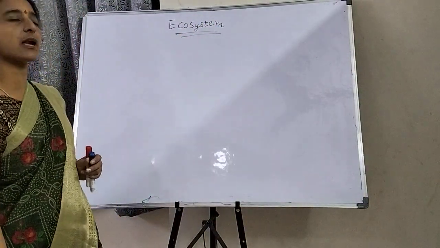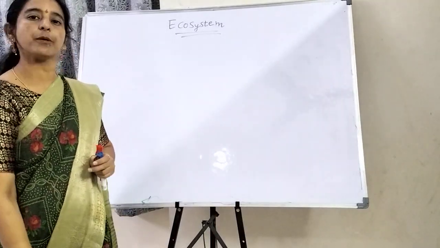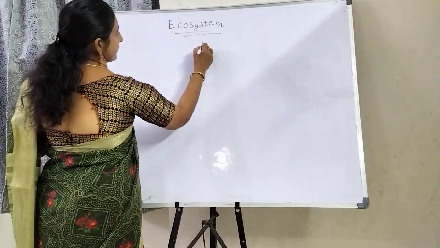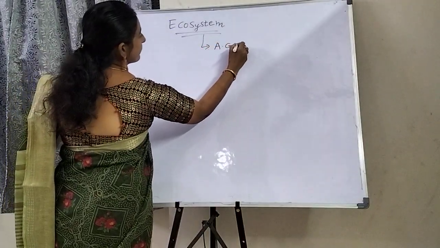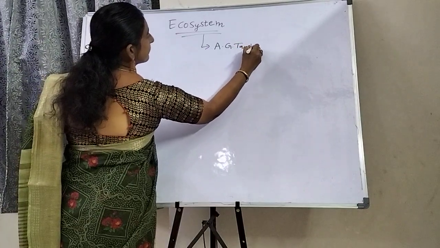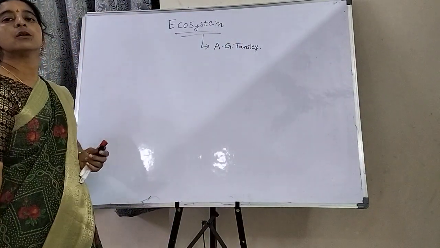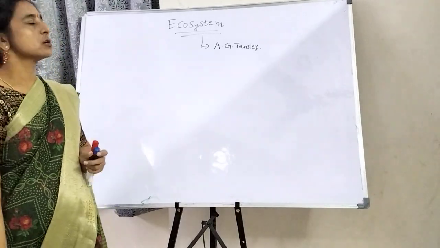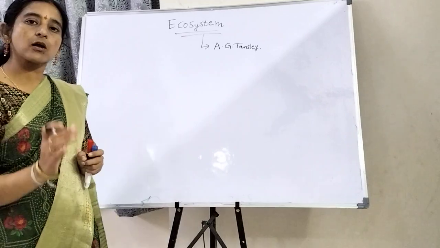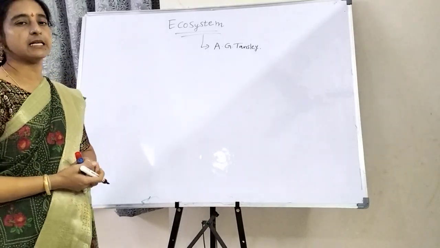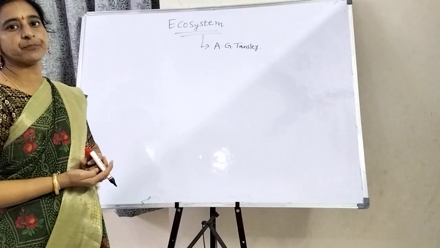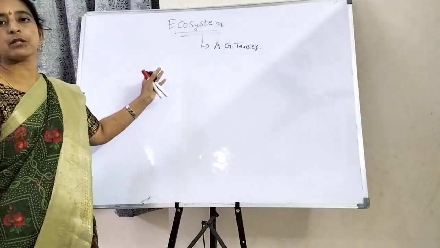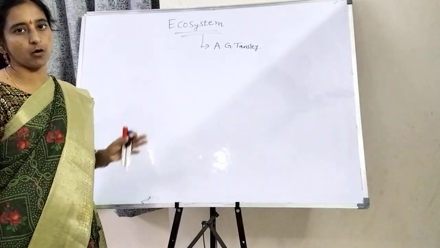Ecosystem is a structural and functional unit of the biosphere. First proposed by A.G. Tansley. There are different types of ecosystems, based on the living habitat. First of all, I will tell about the biotic and abiotic components.